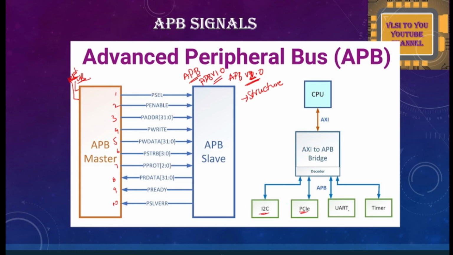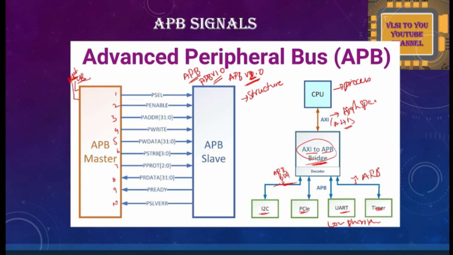These are the slaves, or the low peripheral devices. These low peripheral devices are connected through the APB bus, which is our APB protocol, to the AXI to APB bridge. Again, this bridge is connected to our high speed bus. This is our low speed bus, which is APB, and this is our high speed bus, which may be AXI or AHB or anything. And this is our processor.